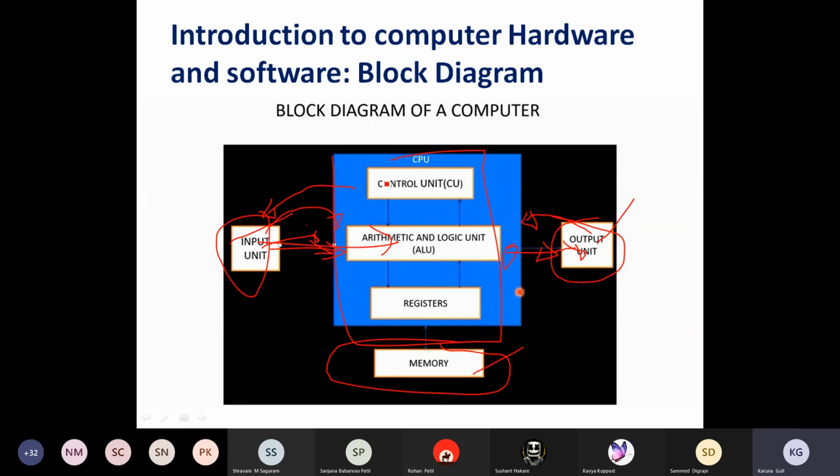I hope I am making it clear to everybody. This is a very important fact that I am telling you all. Input has to move from the input device to the central processing unit. Output has to move from the central processing unit towards the output device. So there is no flow of data from output back to the CPU, or from the CPU back to the input device.